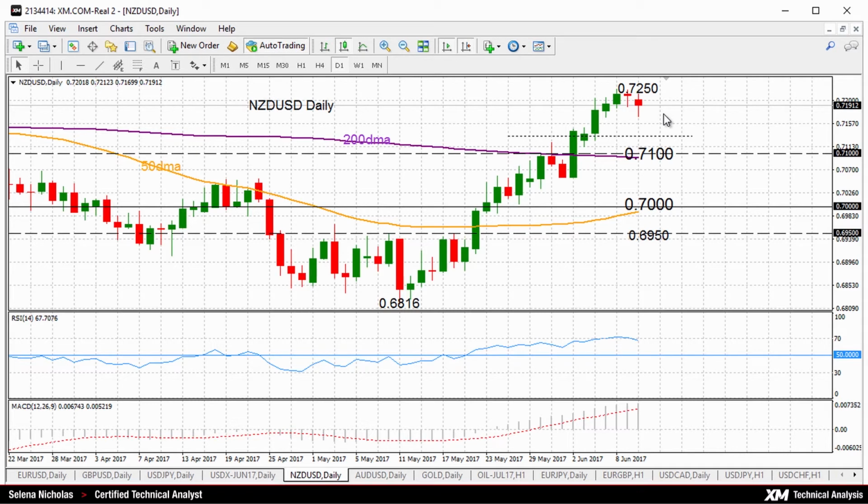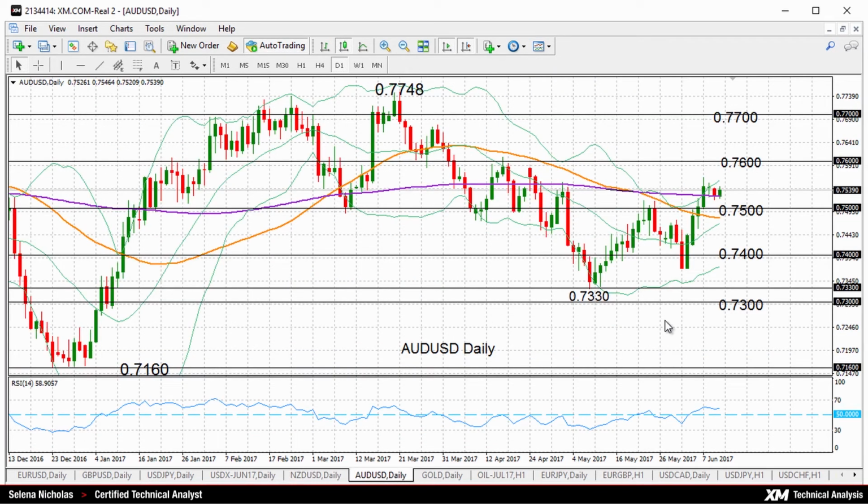So we could target support at 0.71. That's near the 200-day moving average as well. So that's an important support level, and below this 0.70 comes into view, and from here the uptrend will be negated.